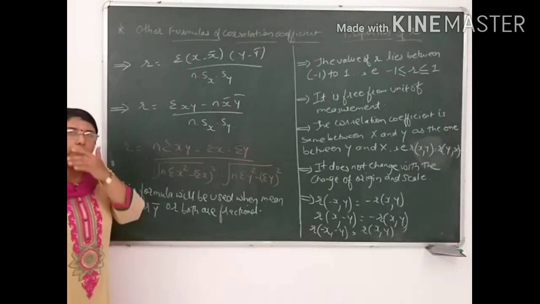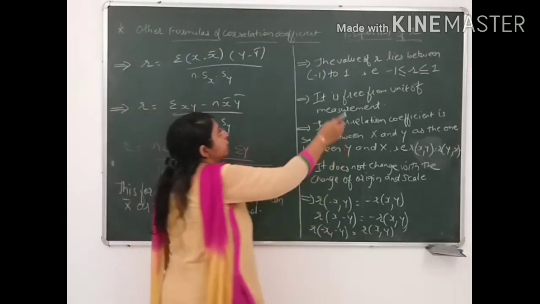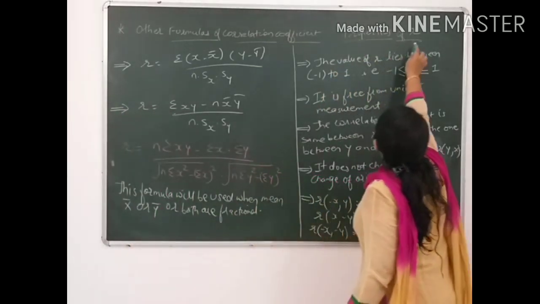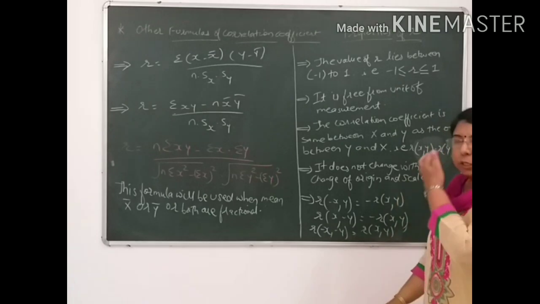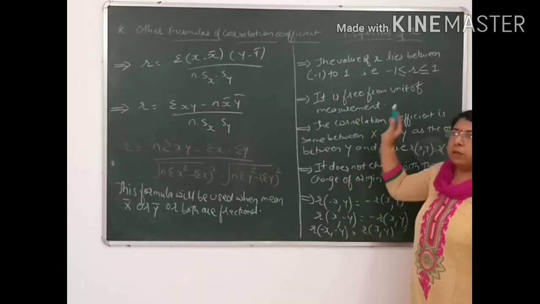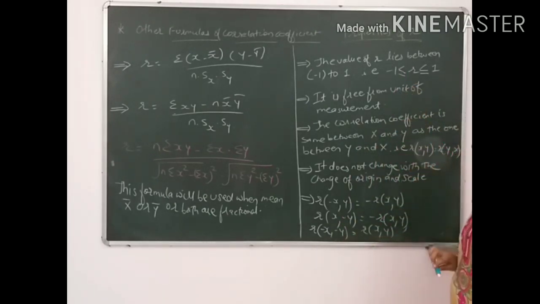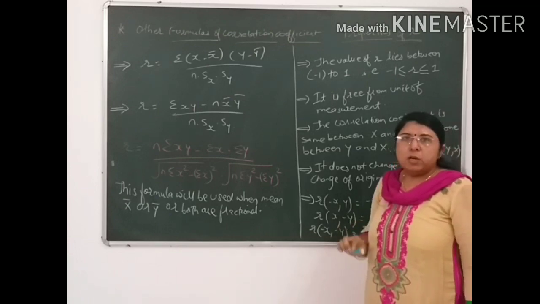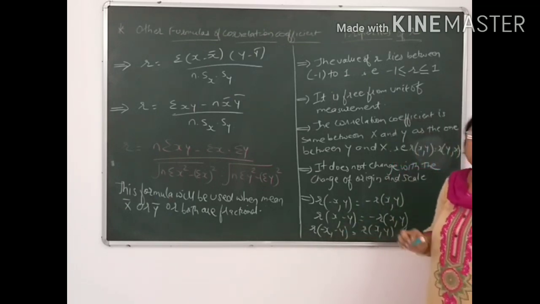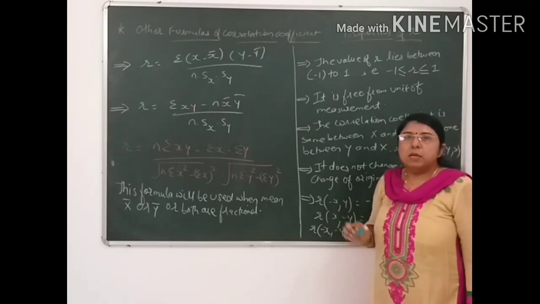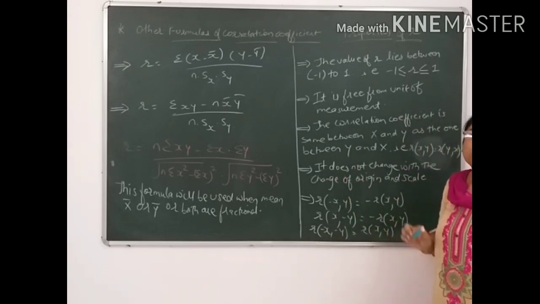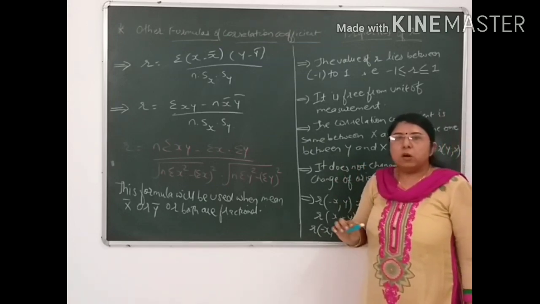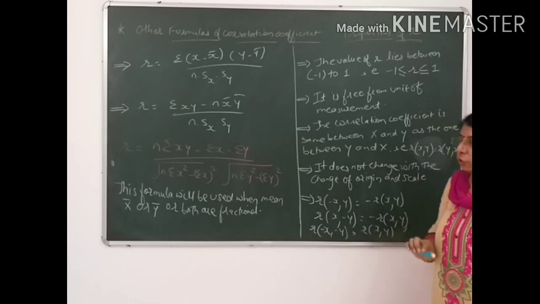Now, the next important topic that we are going to study is properties of R, that is properties of correlation coefficient. Students, this chapter carries weightage of 12 marks. If you have your textbook, you can see there are 4 chapters in statistics in the first part, and all have equal weightage of 12 marks. So you cannot neglect any of the chapters.